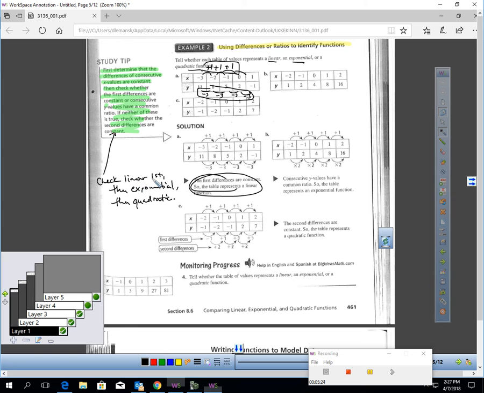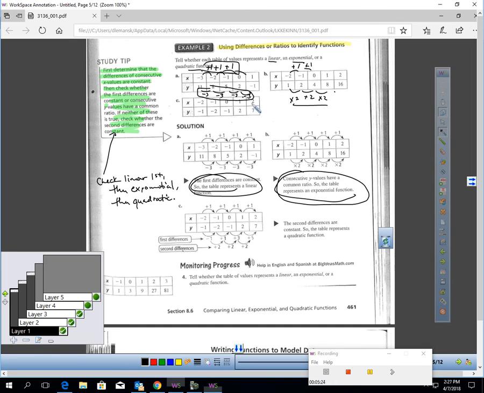Let's go to the second table. Okay, let's see, is it linear? X goes up 1 every time. We're good there. 1 plus 1 is 2. 2 plus 1. Oop, it's not linear. Let's see if it's exponential. Exponential is a multiplication pattern. 1 times 2 is 2. 2 times 2 is 4. 4 times 2 is 8. This is definitely an exponential table. It's a multiplication pattern.